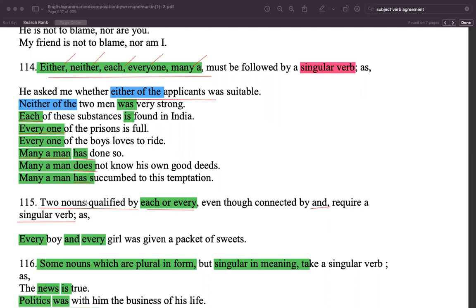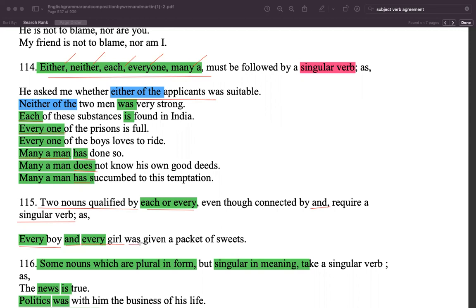So the rule said, when two nouns are qualified by each or every, it means you are talking about every boy and every girl, or each boy and each girl. So in that case, what happened? The verb will follow the singular form. How? Just see the examples which have been pointed out. It is stated every boy and every girl. So both are two different genders joined with and. So the verb will be what?